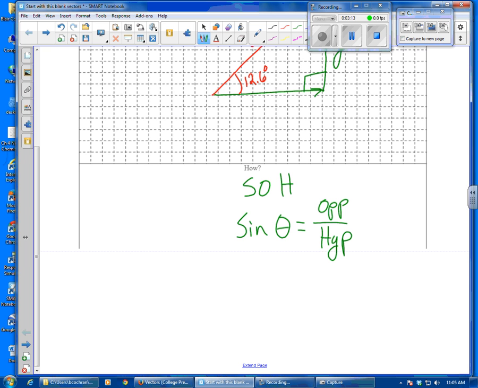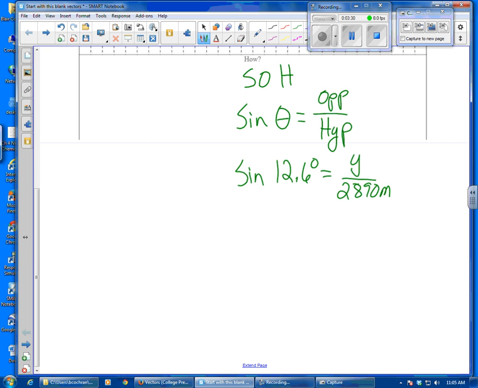And now I fill in what I know. Sine 12.6 degrees equals y over 2,890 meters. Oh, I can solve that for y. 2,890 meters times sine of 12.6 degrees. Probably should put parentheses around it. Equals y.